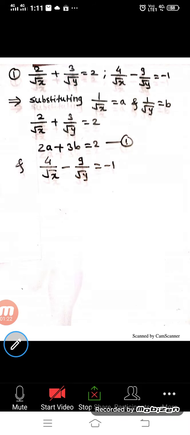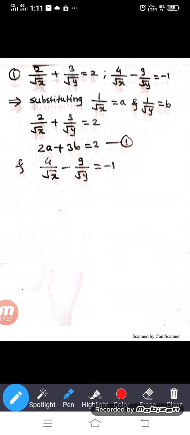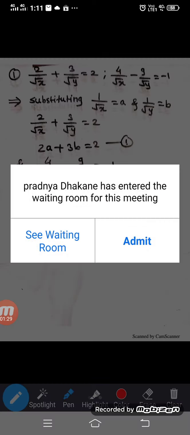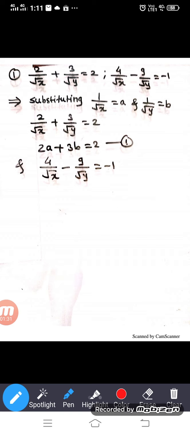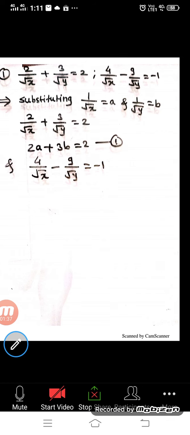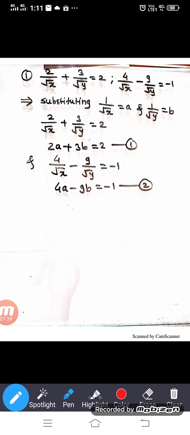Similarly, substitute in the second equation: 4 by root x minus 9 by root y is equal to minus 1. Substitute 1 upon root x is equal to a and 1 upon root y is equal to b. Then we get the equation 4a minus 9b is equal to minus 1. We give this the name equation number 2. From equation 1 and 2.